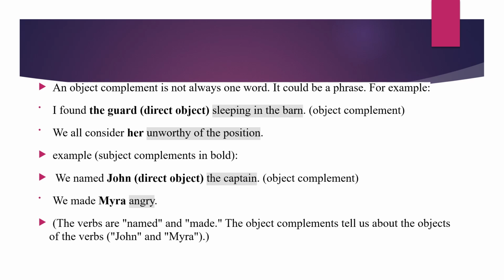You can see some examples of object complements in bold. We named John captain, where John is the direct object and captain is the object complement. We made Myra angry, where angry is the object complement. The verbs are named and made, as you can see in the above two sentences. The object complements tell us about the objects of the verbs, John and Myra.